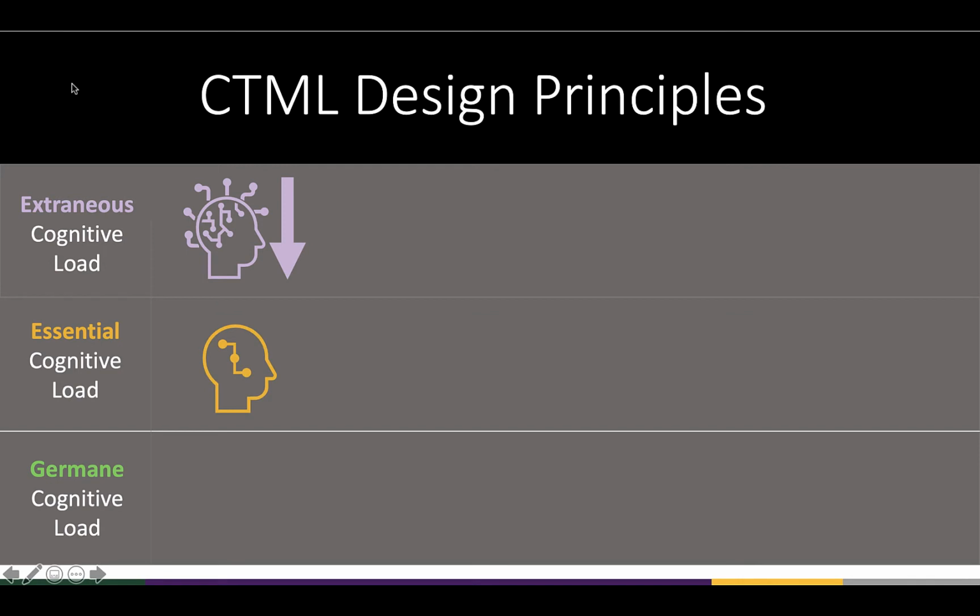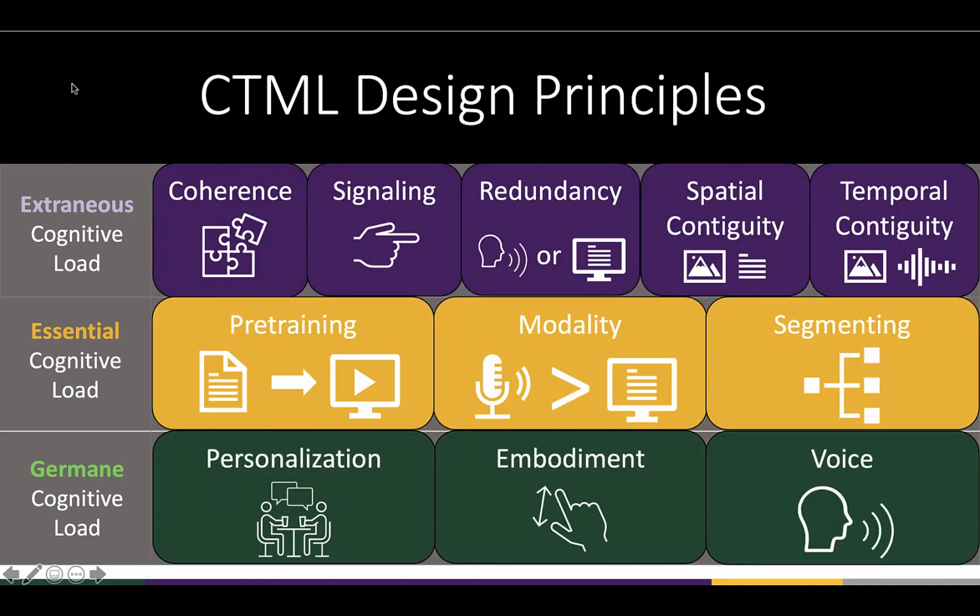The next is essential, which is the processing or organizing of new information that must occur in the learner's brain and cannot be offloaded anywhere else. Your goal is to encourage or promote this. The final type of cognitive load is germane, which is the sense-making portion of the processing, or in layman's terms, it's the engagement in the learning. This is the human component.